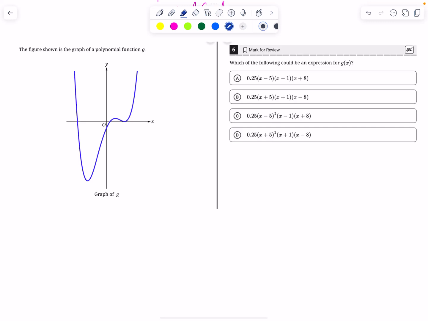The figure shown is the graph of a polynomial function g. Which of the following could be an expression for g as a function of x? So if you look at the multiple choices, they all start with the factor 0.25. So I'm just going to ignore that because it's the same for all of the choices.